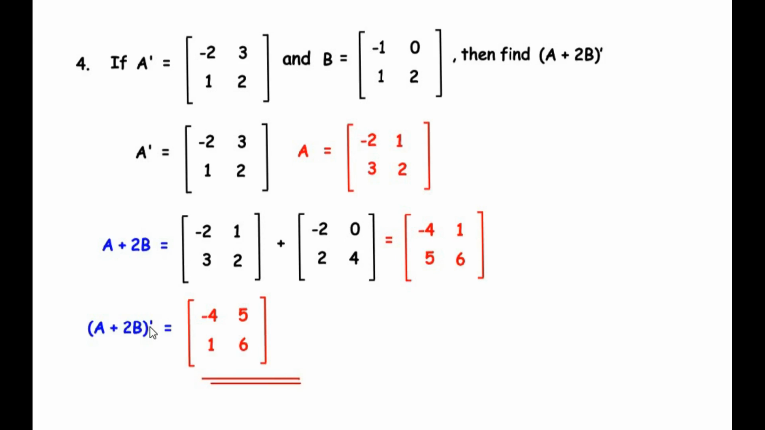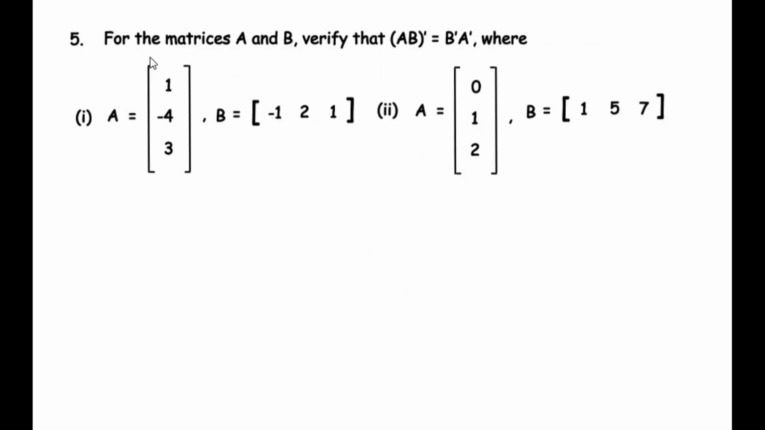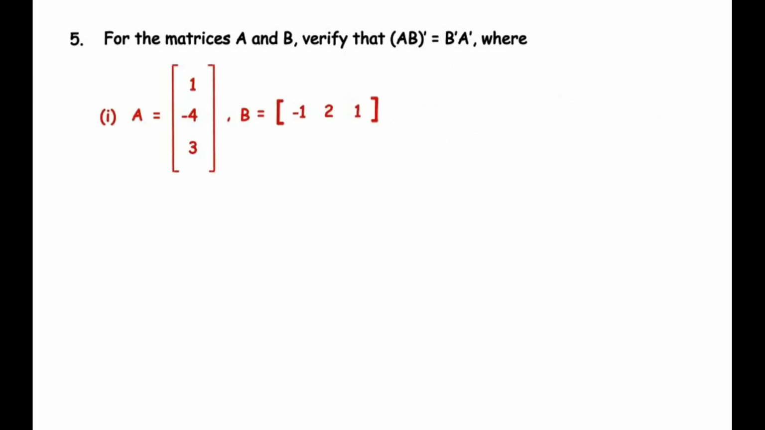Now let us move on to the fifth question. For the matrices A and B, verify that A times B the whole transpose is equal to B transpose times A transpose, where two sub-questions are given. So here let us start with the first sub-question. We have been given the matrices A and B, and we have to again verify that the left hand side is equal to the right hand side.